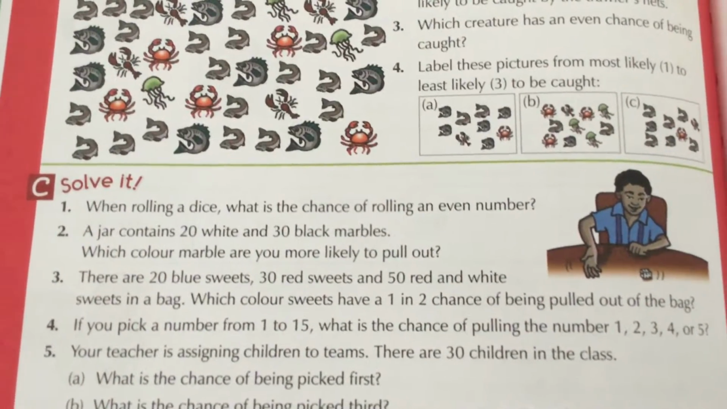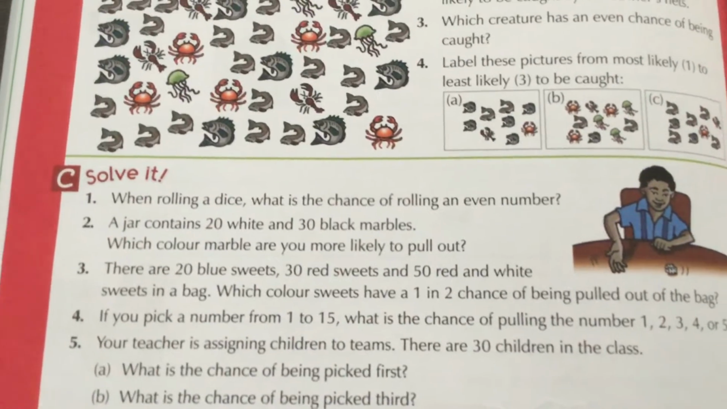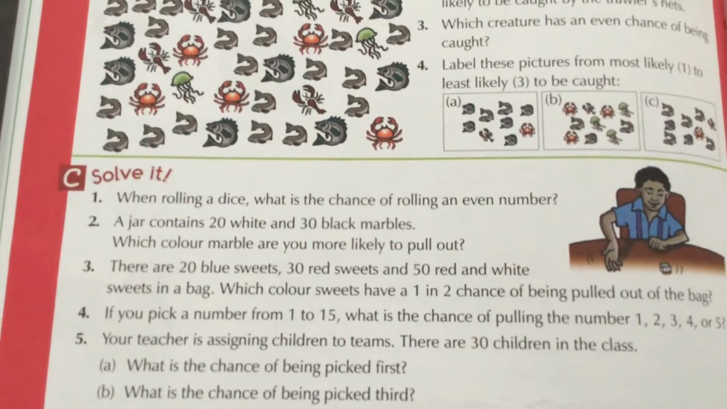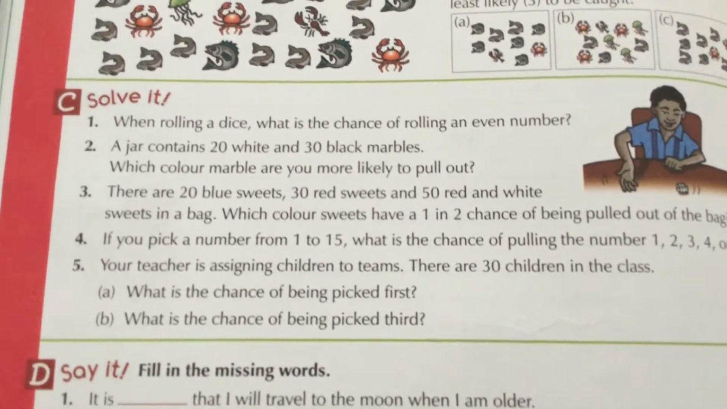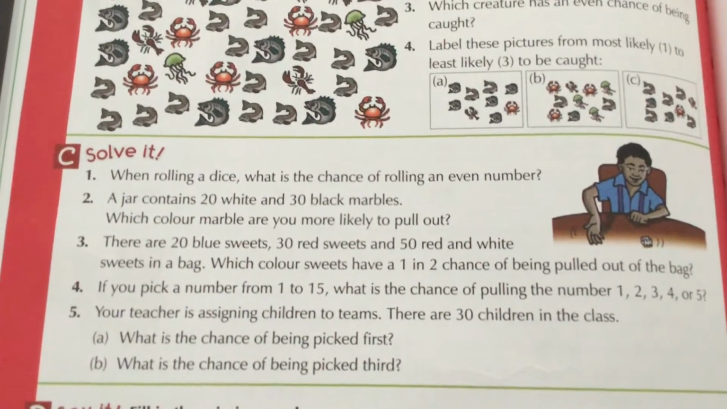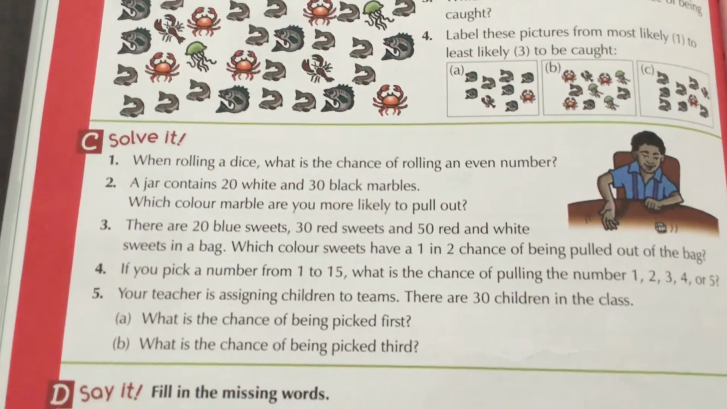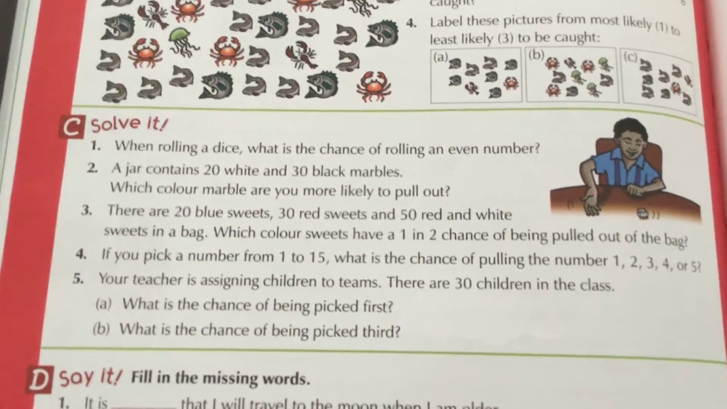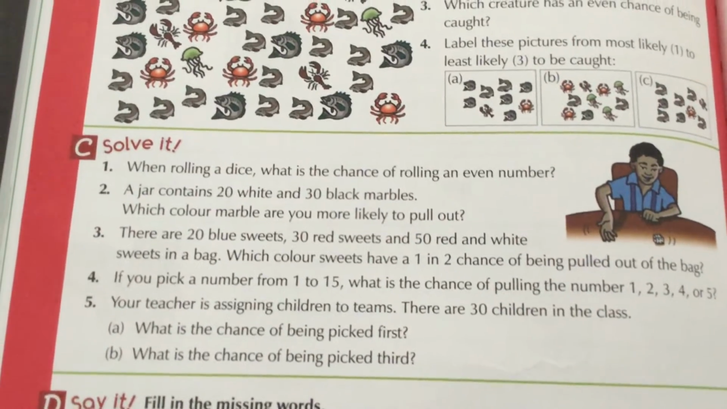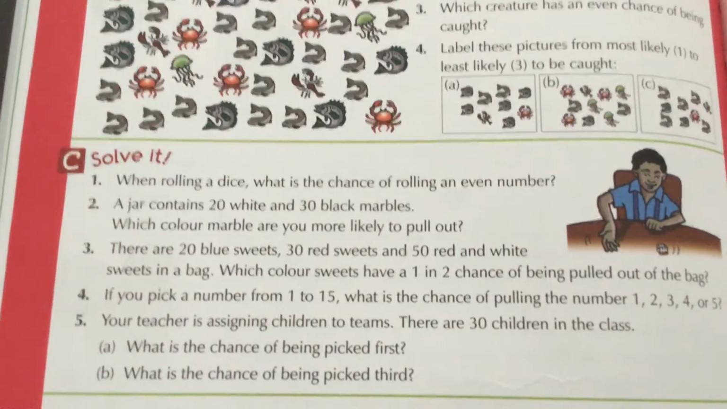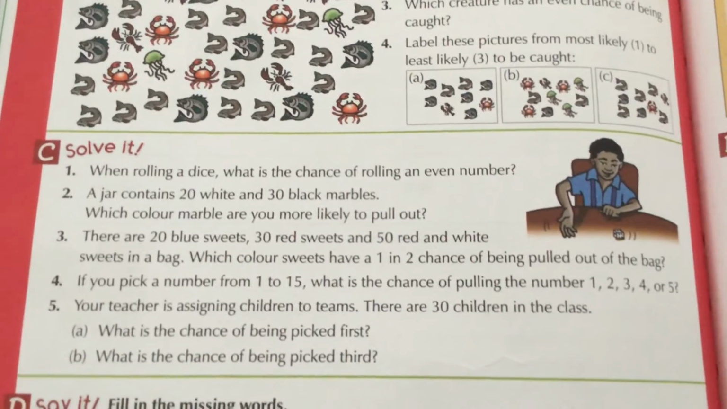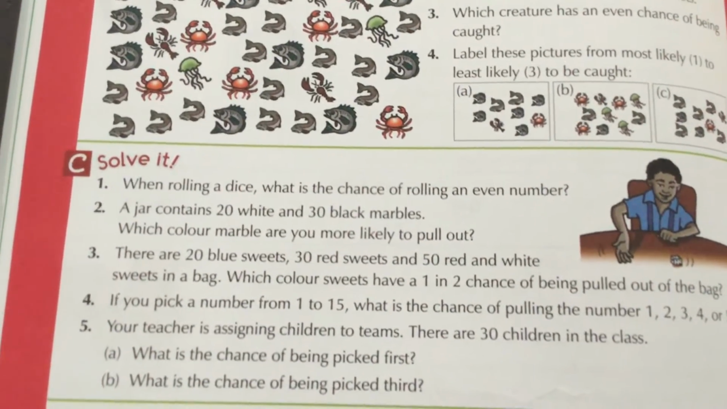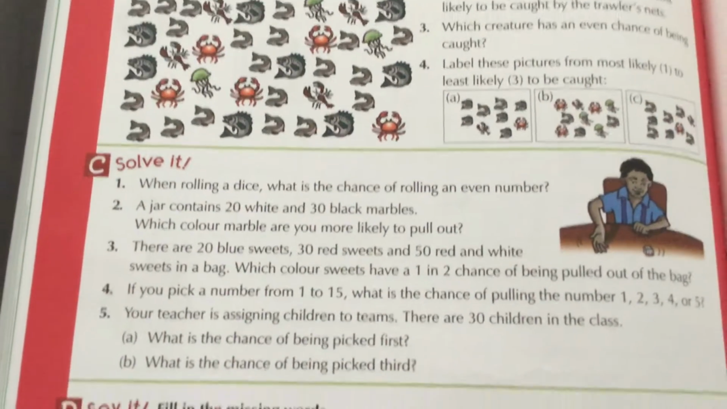So you have to remember, there's the total number of sweets, guys. Okay? You must remember that. So which is a 1 in 2 chance of being pulled out of the bag? Which one of those? If you pick a number from 1 to 15, 15 being the total number, like the highest number that you can pull, okay? What is the chance of pulling a 1 or a 2 or a 3 or a 4 or a 5? Remember guys, you put it out of the total when you're expressing as a fraction.